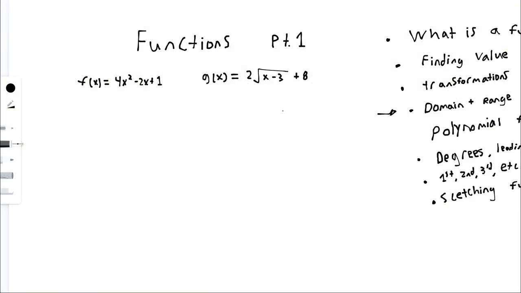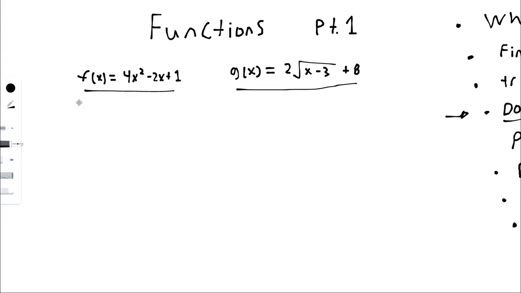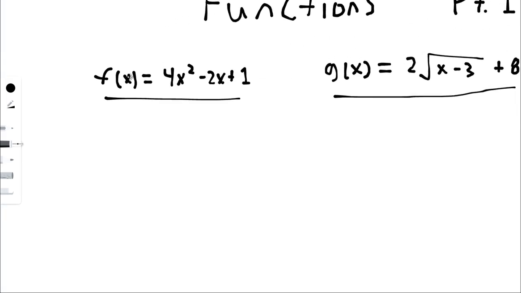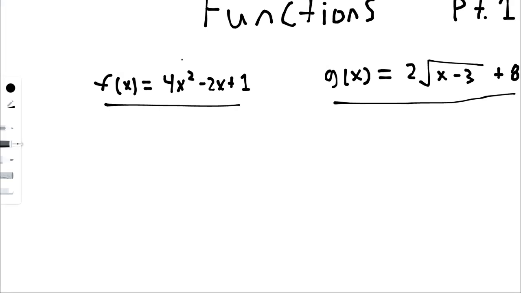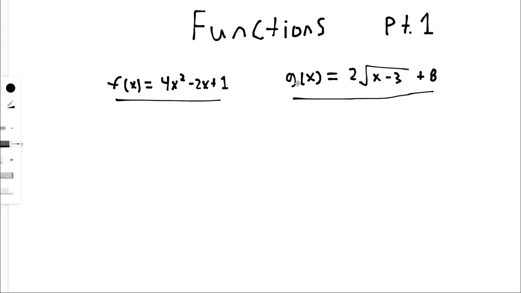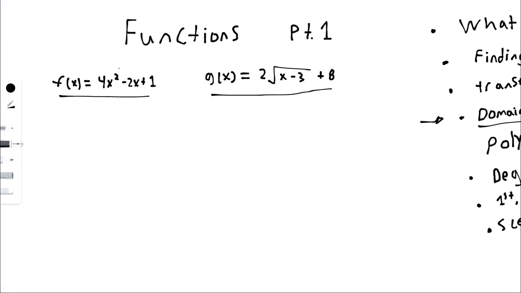All right, so now we're learning about domain and range. So I have two functions here, and what we're going to do is state the domain and range for both of them. So this first one, f of x equals 4x squared minus 2x plus 1. Just to make it a little bit quicker here, I'm not going to graph it myself. I'm just going to use Desmos. On an actual exam, though, obviously you'd have to graph it yourself. We'll talk about that later in the course.